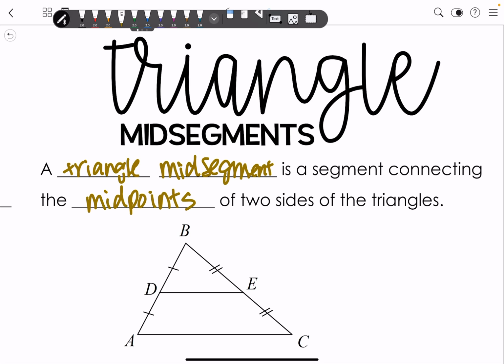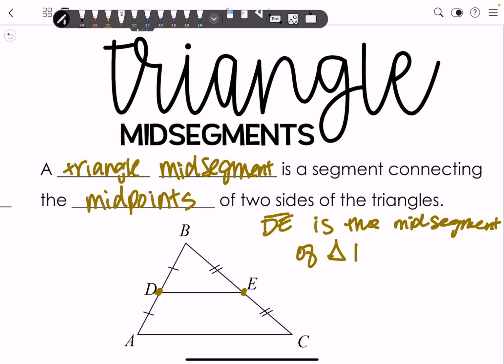So for example, point D is a midpoint here, and so is point E. We can tell that by our congruency markings. So at that point, we can say that segment DE is the midsegment of triangle ABC.